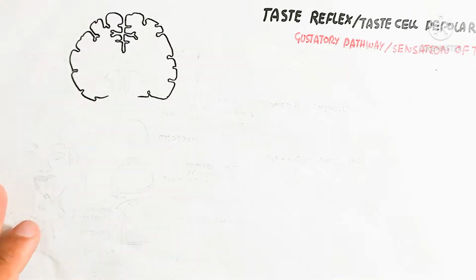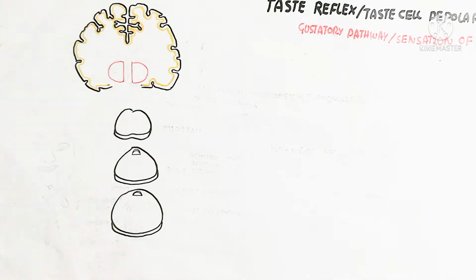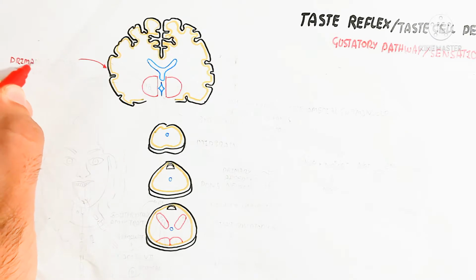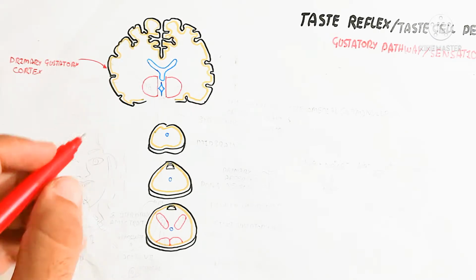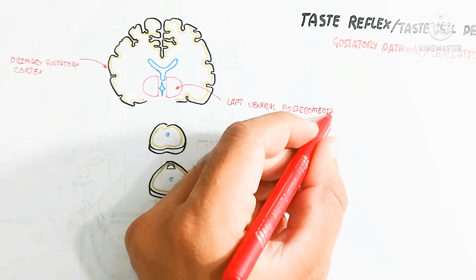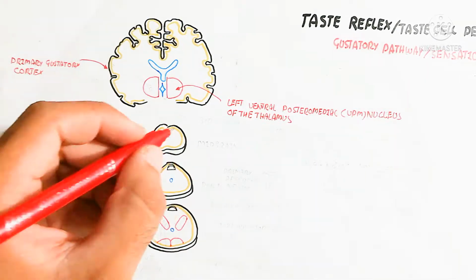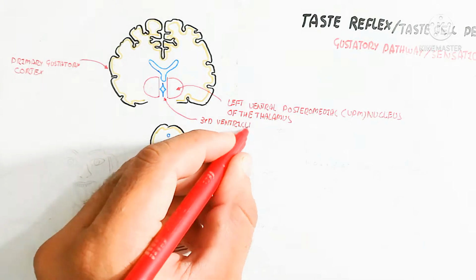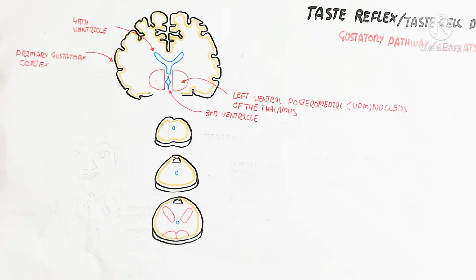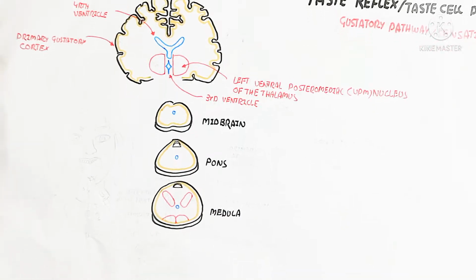So let's draw here the cross section of the brain, as well as the midbrain, pons and medulla. So here is the structure of the cross section of the brain stem and midbrain. Here is the primary gustatory cortex, and here is the left ventral posteromedial nucleus, VPM, which is a nucleus of the thalamus. Here is the fourth ventricle, while here is the third ventricle, shown in blue. Here is the midbrain, here is the pons, and here is the medulla.